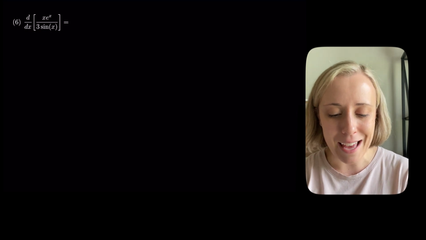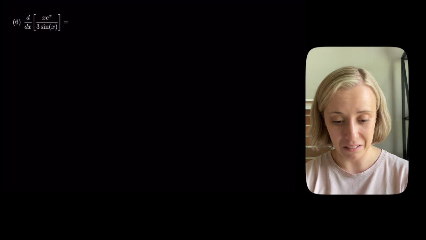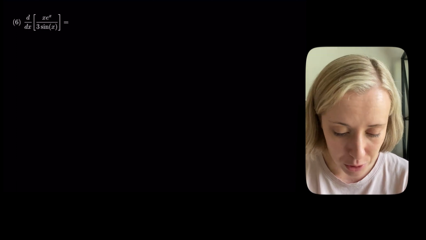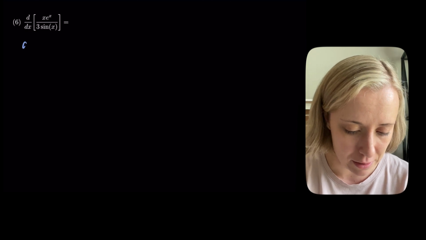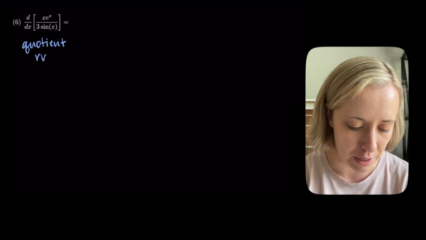And I'm also seeing x times e to the x. That's probably a product rule, so we can handle it. It's gonna be okay. All right. My first rule is going to be quotient rule, since that is sort of my main thing I need to handle. I don't know where I would start if I didn't start there.